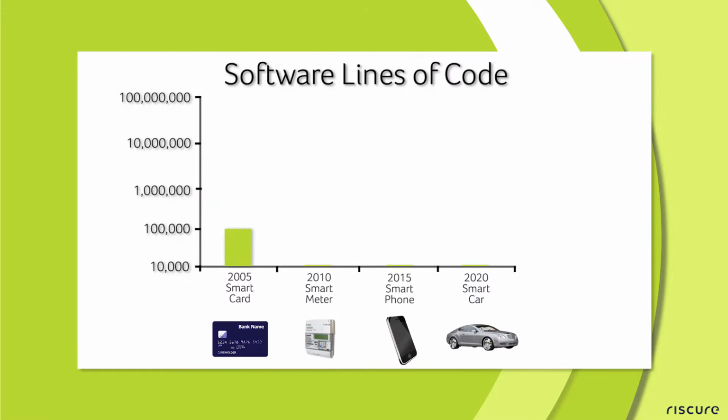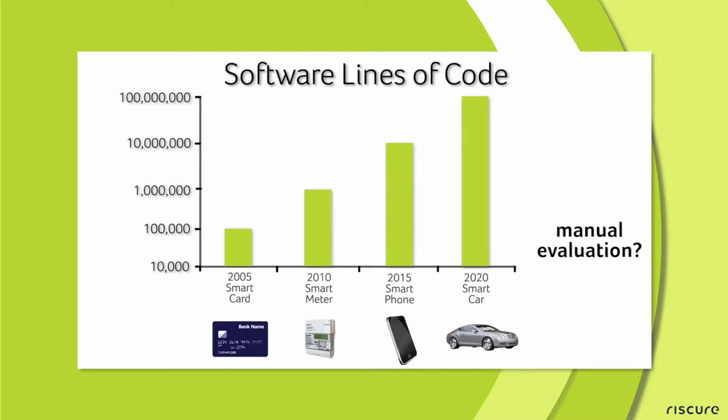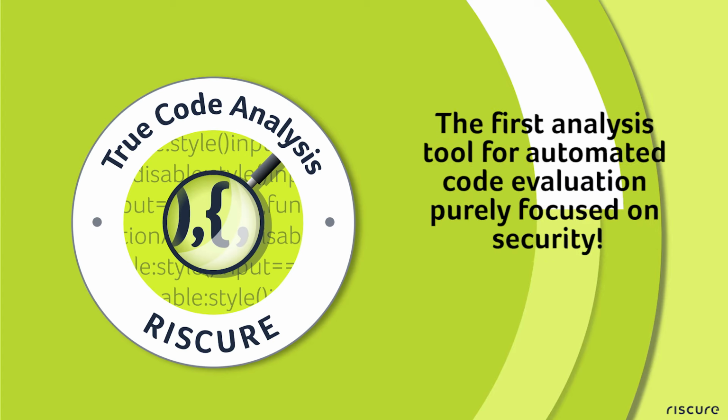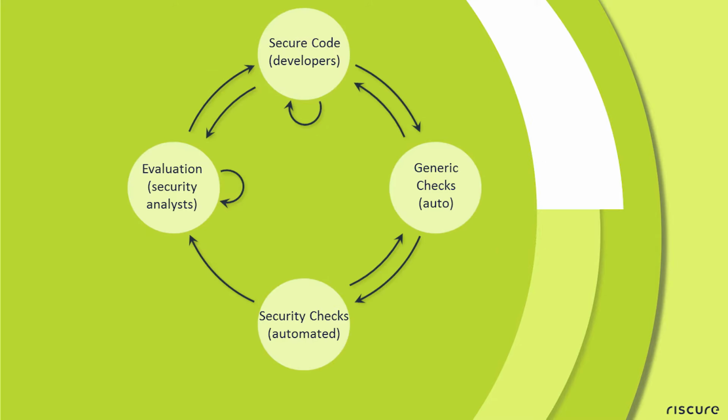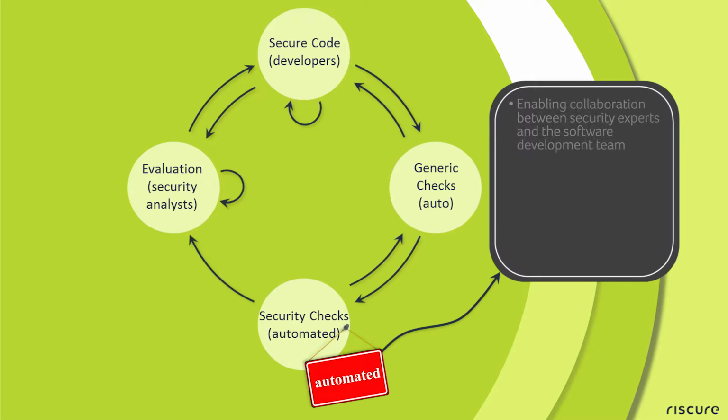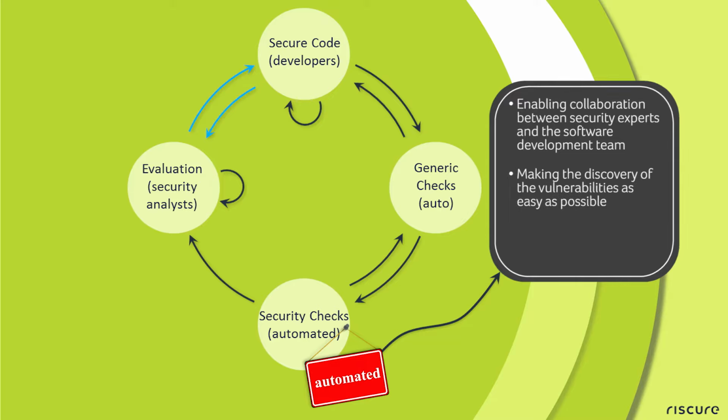When we consider that the size of software running on devices is becoming larger, as well as the number of possible vulnerabilities, we understand that manual evaluation is not the only option. For that reason, we have True Code, the first analysis tool for automated code evaluation purely focused on security. This tool is focused on finding security vulnerabilities in source code automatically and enabling collaboration between security experts and the software development team, making the discovery of these vulnerabilities as easy as possible while boosting efficiency on resolving issues.